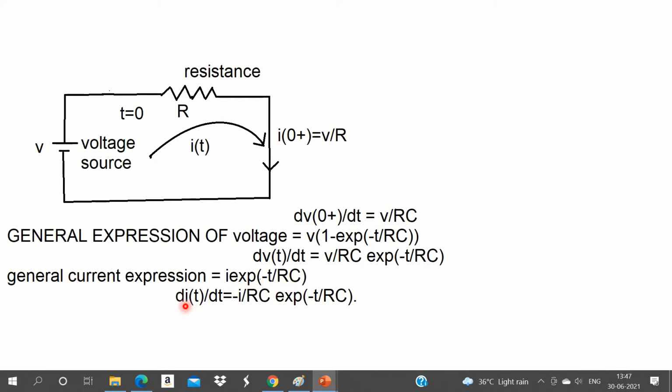If we take the differentiation of this, di by dt is equal to minus I by RC into exponential of minus t by RC. If you want to find it at the 0 plus instant, substitute t as 0, and you get di by dt at 0 plus instant.